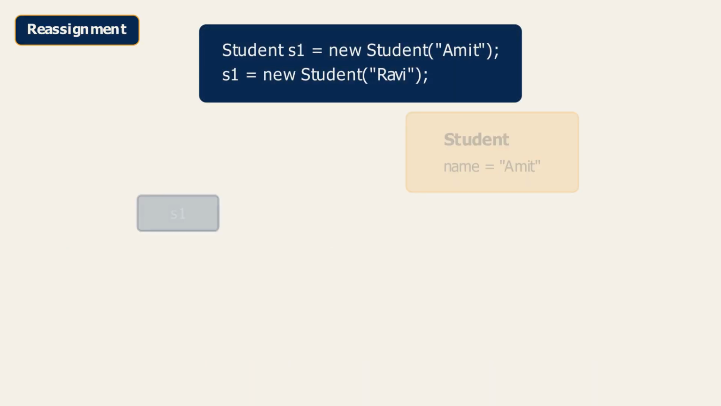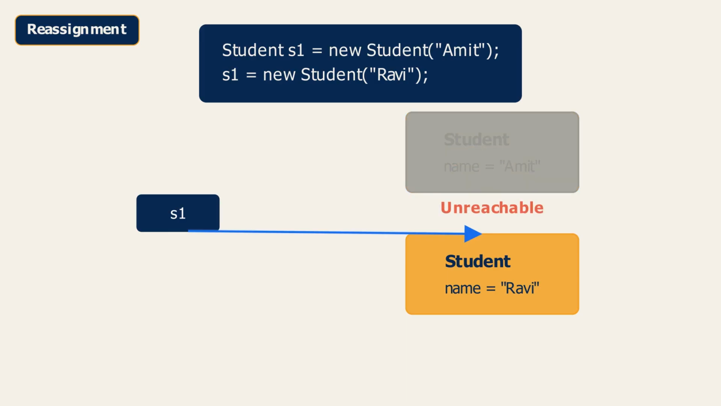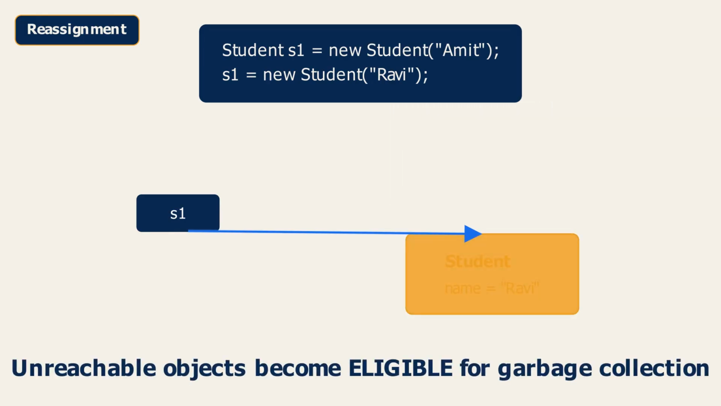Watch what happens when we reassign a reference. First, an Amit object is created, and s1 points to it. Then, this second line creates a brand new Ravi object, and s1 is redirected to point to that one instead. Nothing else in our program still points to Amit. No stack variable, no other object, nothing. Which means Amit is now unreachable, and an unreachable object becomes eligible for garbage collection. Notice I said eligible, not immediately deleted. That distinction matters a lot, and it's exactly what we're covering next.